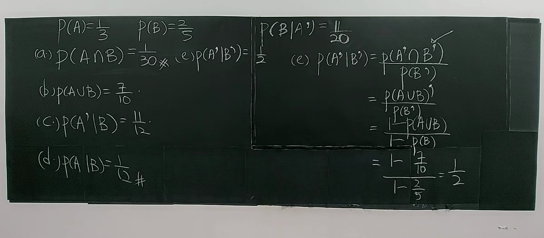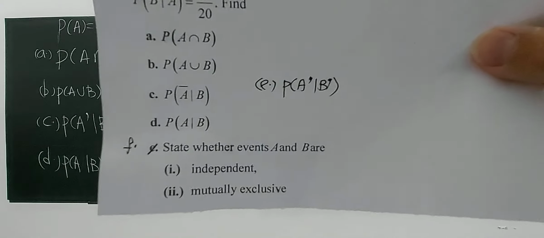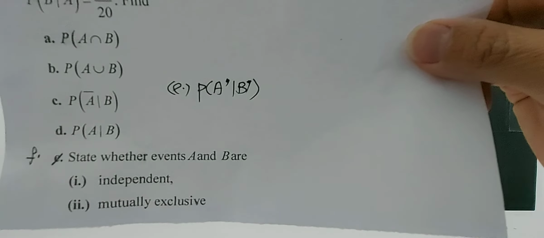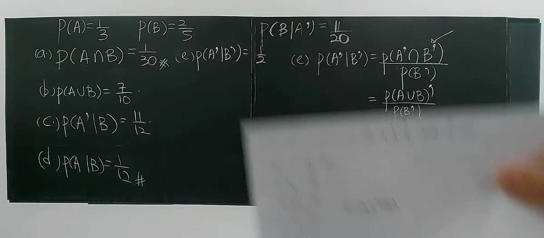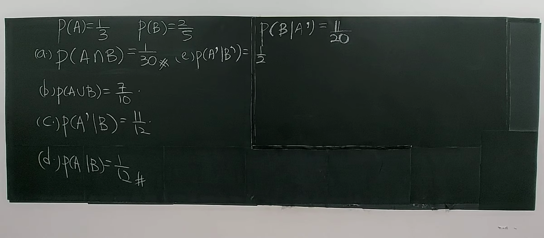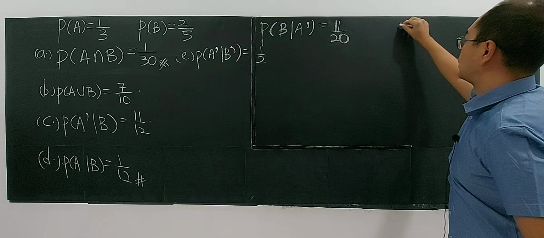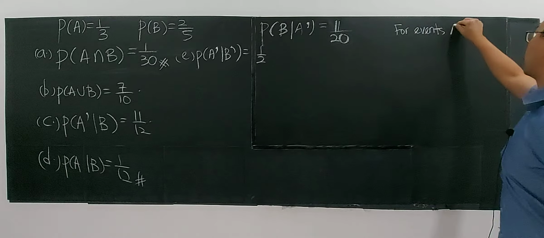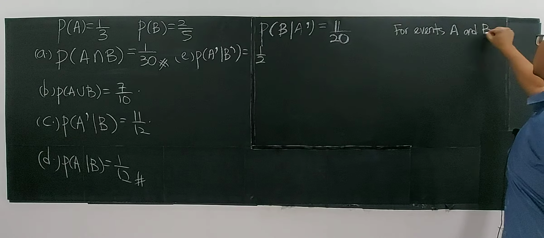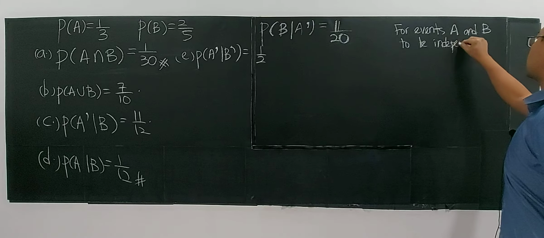Okay, let's look at the final part of this question. State whether the events A and B are independent or mutually exclusive. You can look at the video where I talk about the concept of independent and mutually exclusive events. How do we determine whether the events A and B are independent? You have to understand the concept of independence. So the condition for events A and B to be independent.